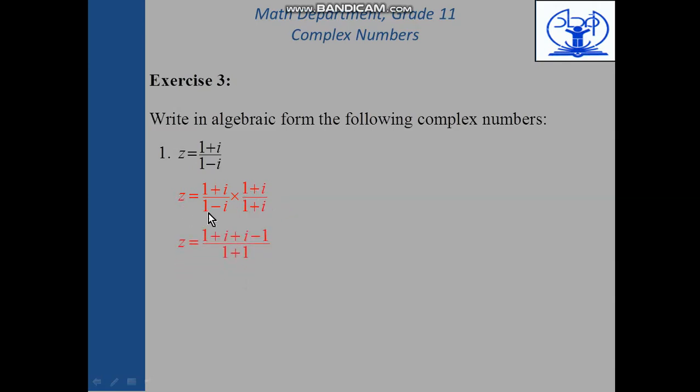Now in the denominator we have z bar times z, so real part squared plus imaginary part squared, which is 1 plus 1. In the numerator, 1 times 1 is equal to 1, 1 plus i times 1 is equal to i, and i squared is equal to minus 1. So we simplify 1 and 1, and 2i over 2 is equal to i, a pure imaginary complex number.